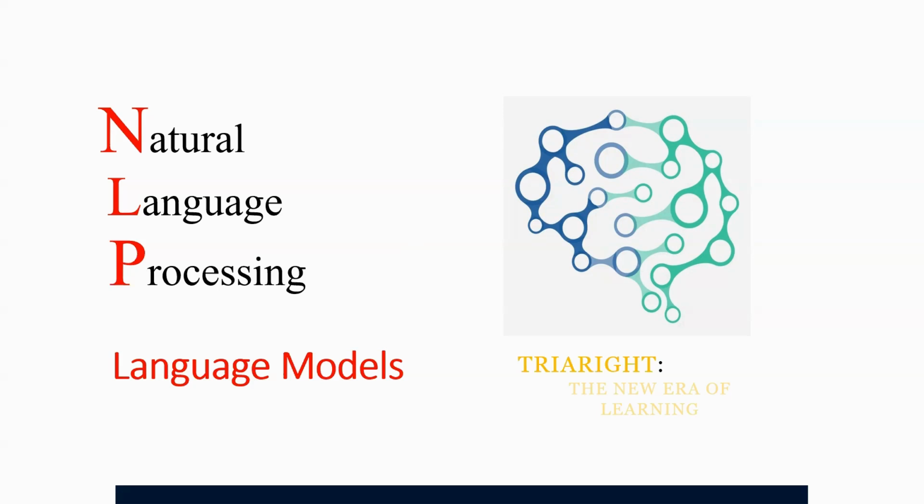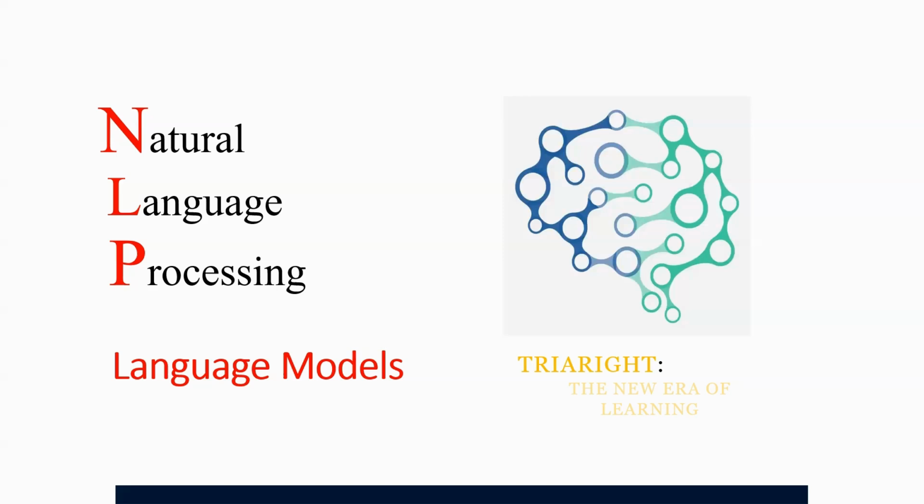Today we're discussing natural language processing and language models. So, what is a language model? We know that a language model is a probabilistic model that predicts the likelihood of a sequence of words. It helps machines understand and generate human language by assigning probability to a sequence of words and predicting the next word in the sentence.